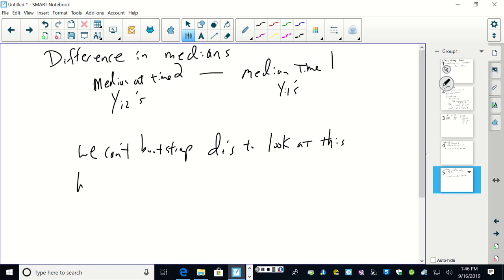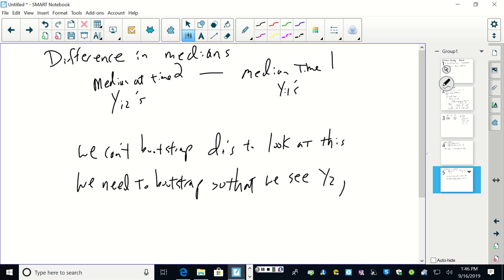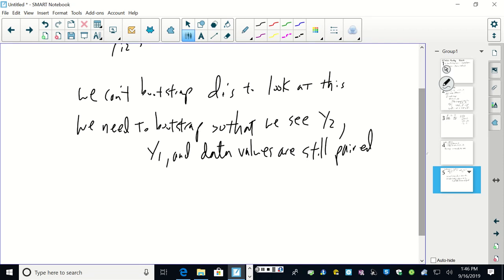So we need to bootstrap so that we see y2, y1, and data values are still paired. Because if we get another random sample where we saw the y2, y1s, we can get the median over here and take the difference. And that would be like our other estimate, this 0.75 number. Any thoughts or suggestions? So we need to resample from our data somehow. We have two variables, but the two variables are attached to one person.